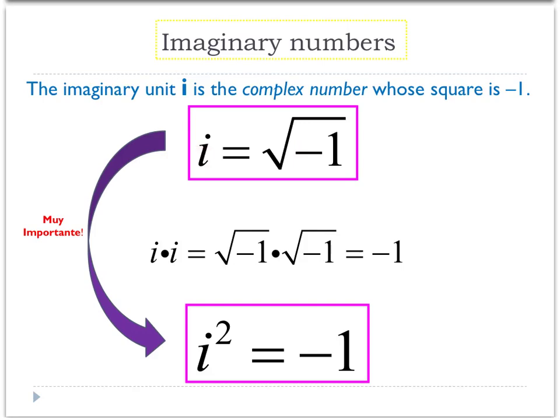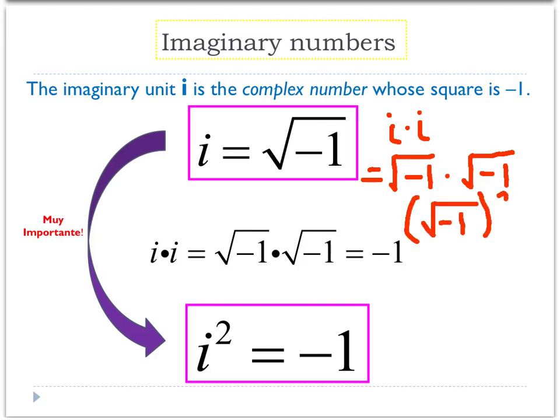Okay, now if I want to multiply i times itself, so i times i, that's the same as saying the square root of -1 times the square root of -1, which is the square root of -1 squared, right? And remember, this square root and this square kind of undo one another, okay? They undo one another and they cancel each other out, so I'm left with -1. So anytime you see i squared, it's -1.